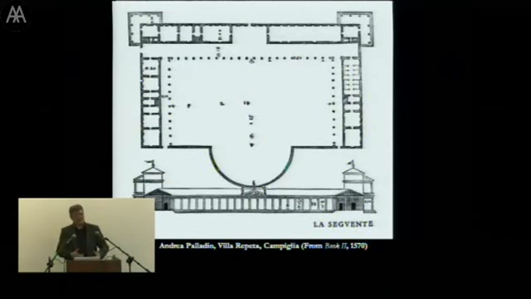There is something interesting about the function of the Barchesa in Villa Rotonda. I mean, we don't have the plan here, but I wonder if you could say something about that.